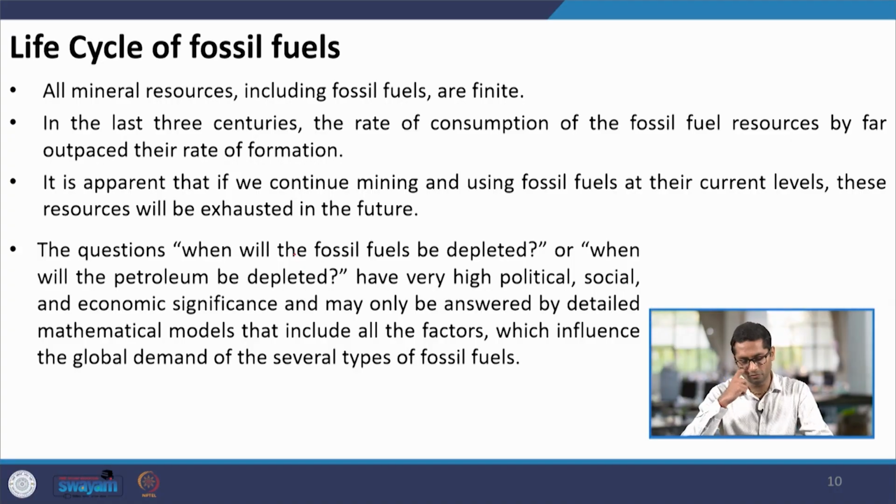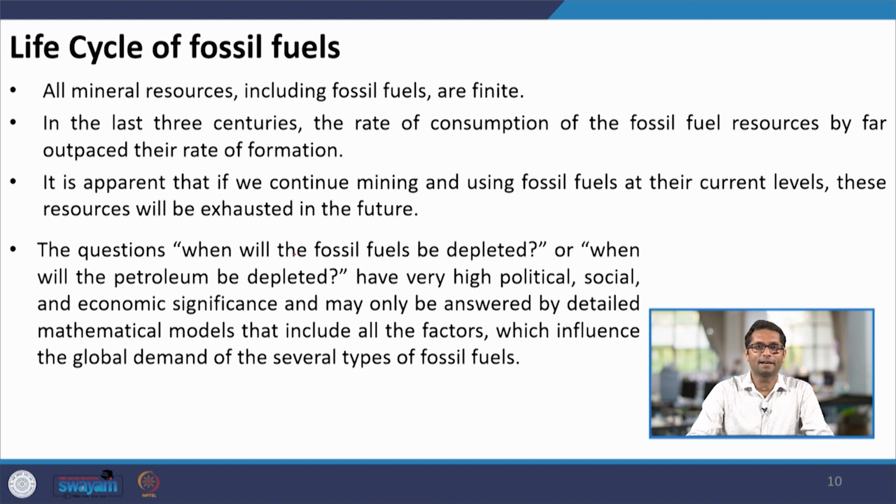So, if I talk about the life cycle of fossil fuels, we are well aware that fossil fuels as resources are finite. In the past few centuries, the consumption rate has by far outpaced the production. We have been increasing the consumption at an exponential rate, and it is apparent that someday it's going to happen, but the prediction of when that is going to happen has not been very good in the past few years or so.